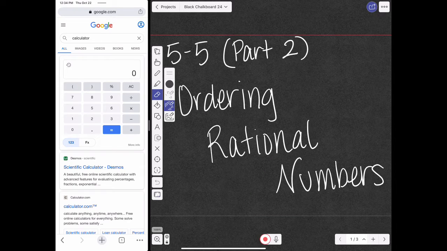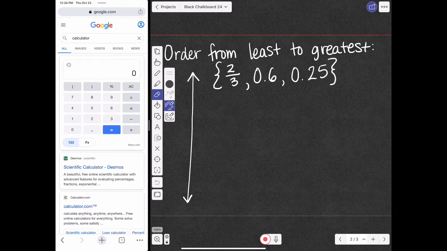Today we're going to be doing 5, part 2. This is going to be just ordering rational numbers. So now we're going to order from least to greatest. So I see 2/3, 6/10, and 25/100.